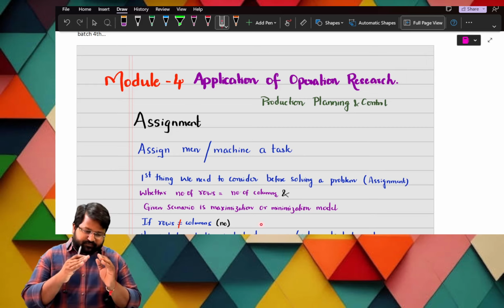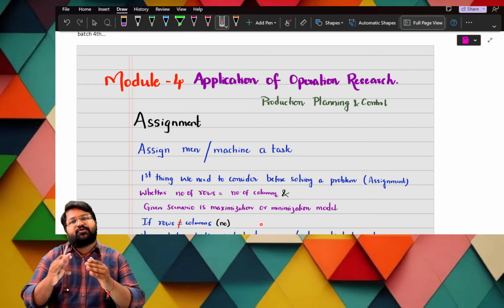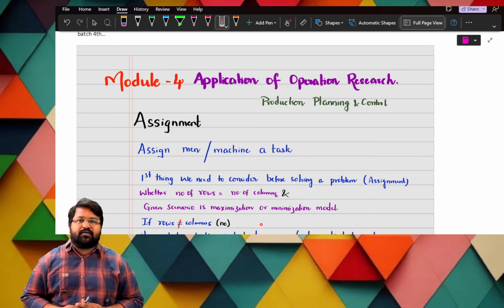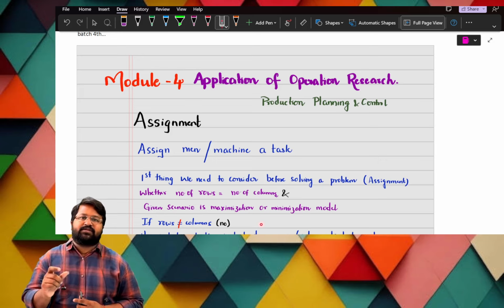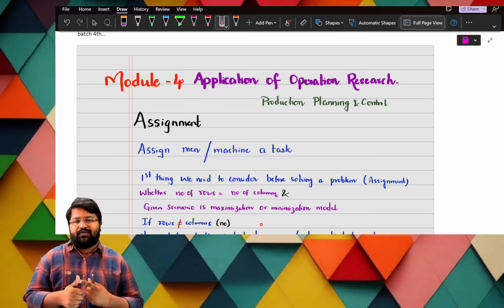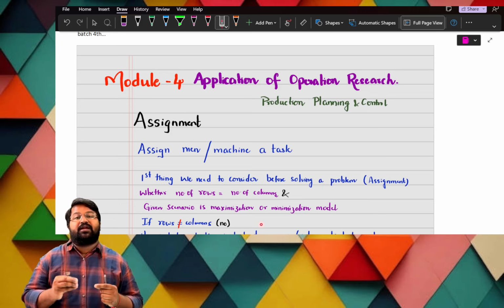We are assigning tasks to men. It is really a cost to the company. If you give a task to a skilled person, he will do that work in less time and at low cost. If a skilled person is handling a work, he will complete the work at the right time and also at the right cost. So for that, we need assignment.